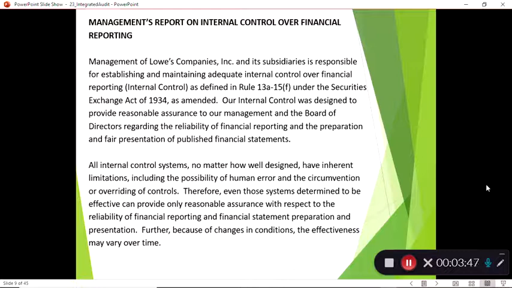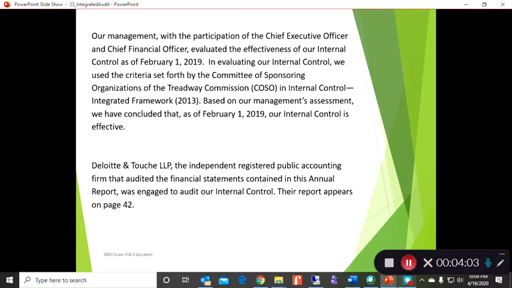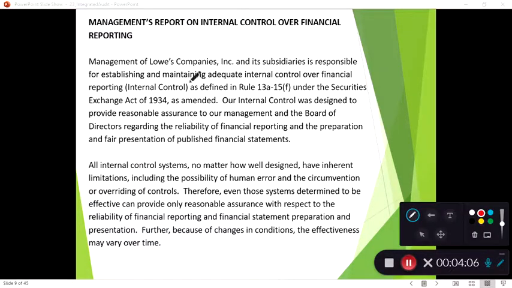So here's an example of a management report. This is from Lowe's, one of our local large corporations, right? Again, they're acknowledging in the first part here that it's their responsibility, and it's designed to provide reasonable assurance in terms of the reliability of financial reporting. They're acknowledging that every internal control system has its limitations, and that's why we can only get to reasonable assurance.